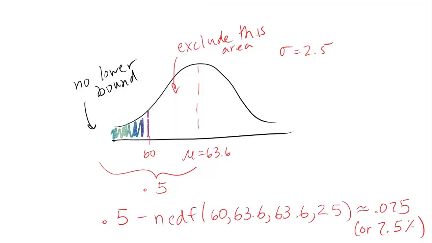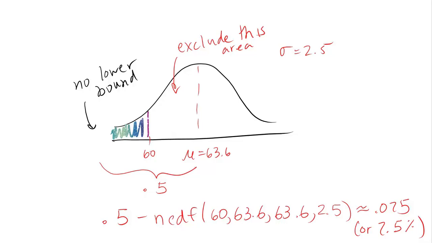Let's run through the logic one more time. I wanted just this tail of the normal distribution, right? Just this area on the tail. But that tail had no lower bound because it goes forever and ever to the left. So we considered only the left side, whose area would be 0.5 because of the symmetry of the normal curve. And then we said, well, we don't really want all of that. We just want the stuff to the left of 60, so let's subtract away the stuff between 60 and 63.6. And that's what this calculator function does for us, and we get our area.